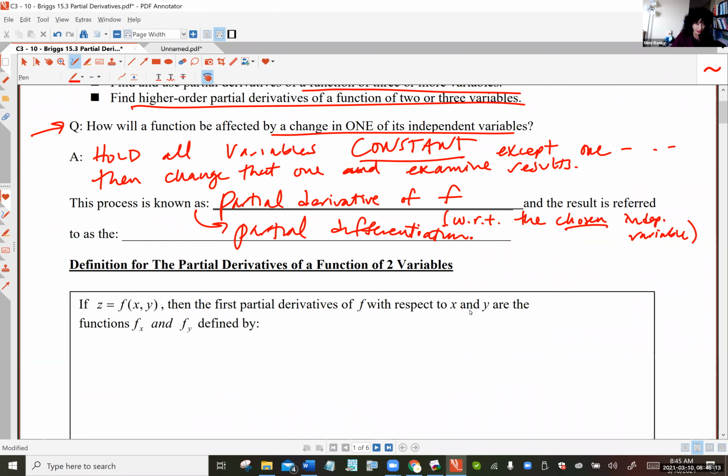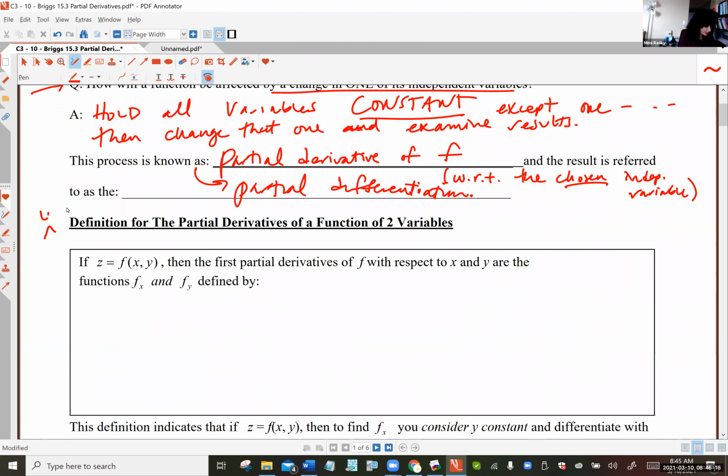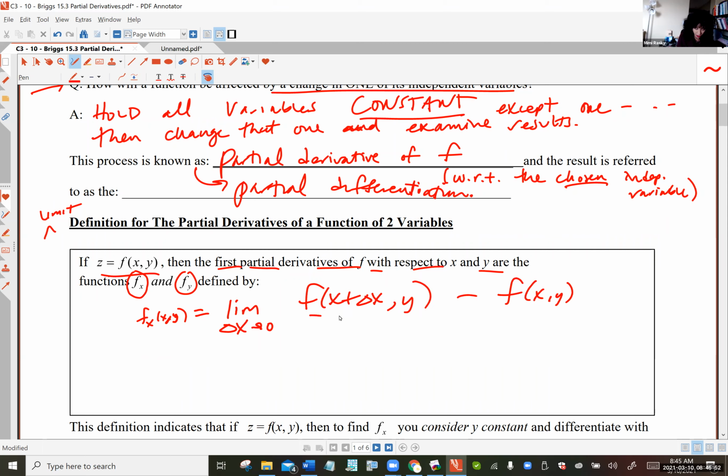Okay, so here's the limit definition. So if z equals f(x,y), a function of 2 variables, the first partial derivatives of f with respect to x and y are 2 separate functions, f subscript x and f subscript y. Those are the 2 partials. Defined by, so the f_x, which itself is a function of 2 variables, x and y, equals the limit as delta x goes to 0 of f evaluated at (x plus delta x, y) minus f(x,y), all over delta x. That's one of the partial derivatives.